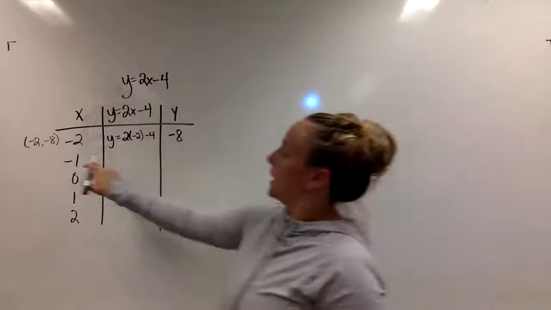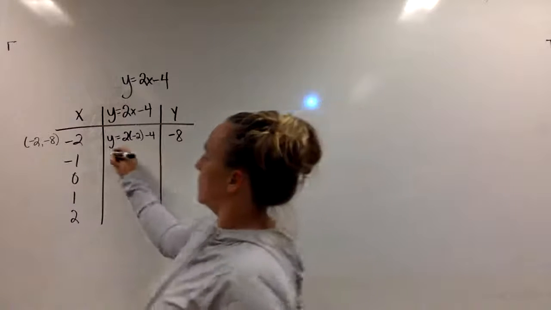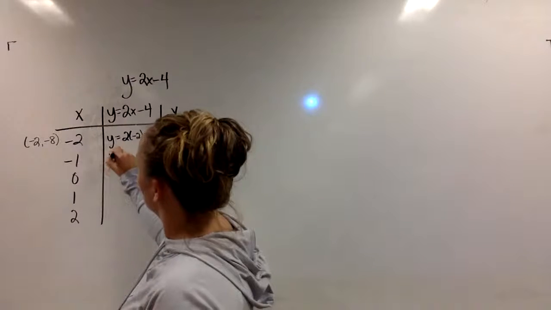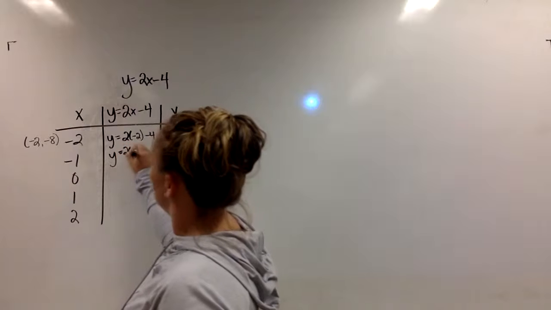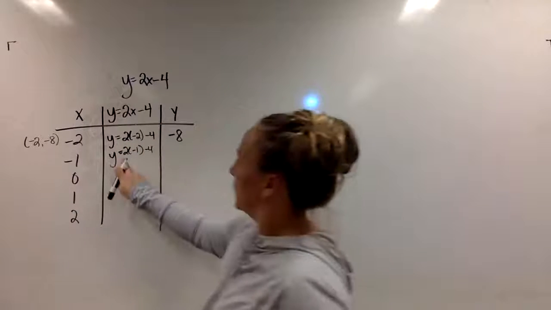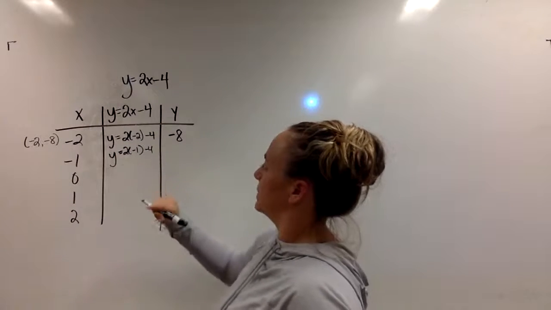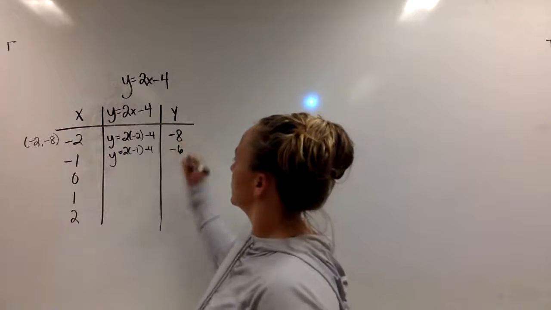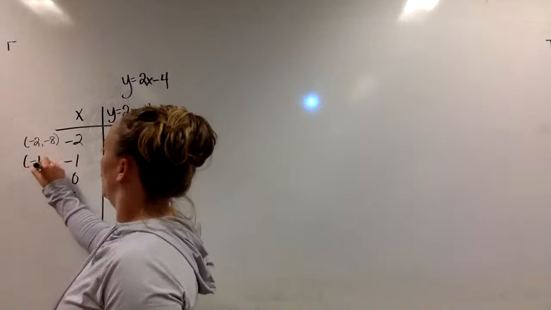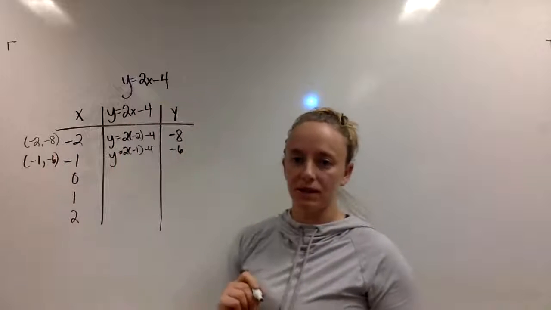Now I'm going to put -1 into this equation and do the same thing, and I'm going to do it for all of these values. y is equal to 2 times -1 minus 4. 2 times -1 is -2. Minus 4 is -6. Another ordered pair: -1, -6.